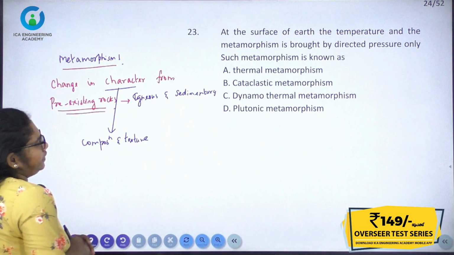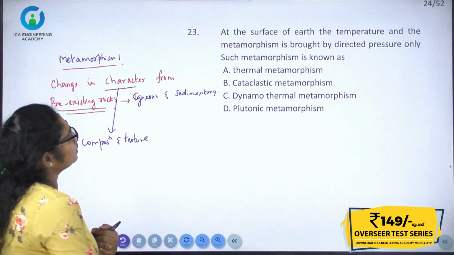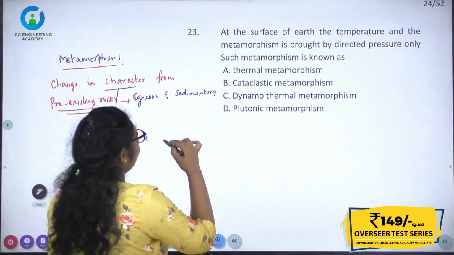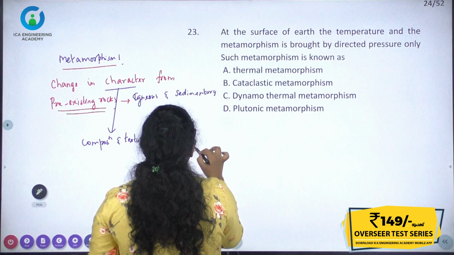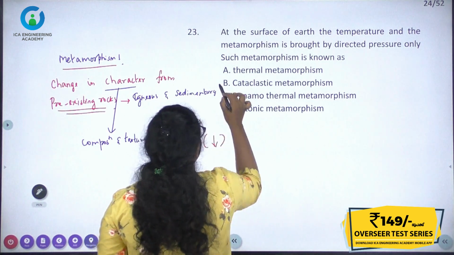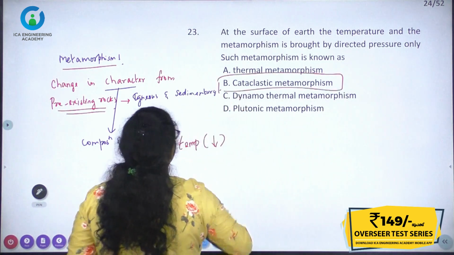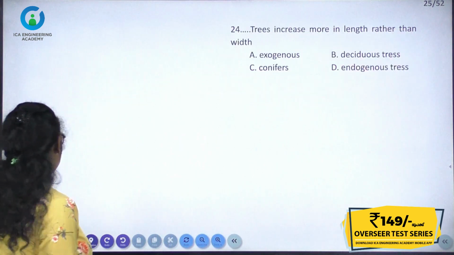These are the classifications of metamorphism. In this question, the directed pressure is present and the temperature is low. That is called cataclastic metamorphism.